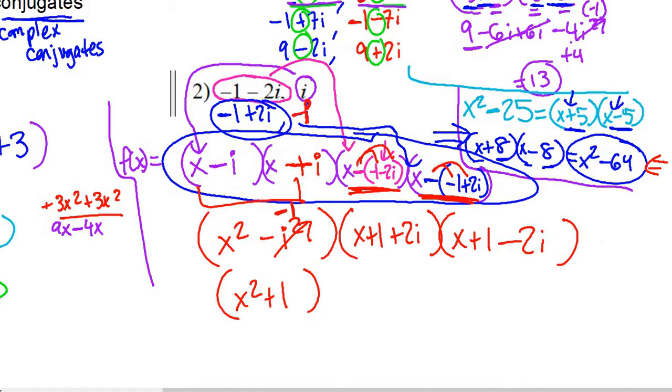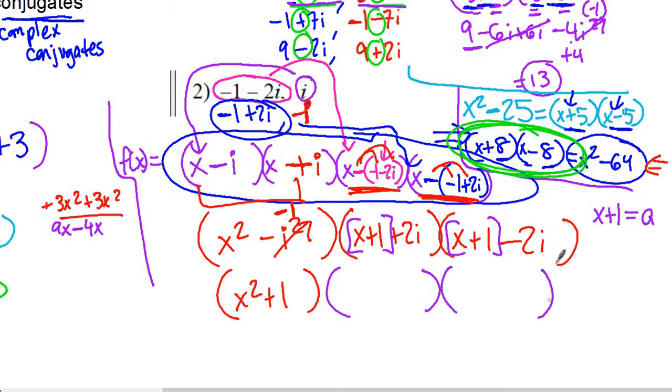Okay, why did we do this? If you look at this carefully, it doesn't necessarily look like it right now, but this is actually the same pattern as up here, x plus 8, x minus 8. Let's rewrite it so we can see how. I'm going to put brackets around this, and everywhere I see an x plus 1, I'm going to replace that with the letter A, because there's an x plus 1 in both of them. So this becomes A plus 2i, and this becomes A minus 2i.